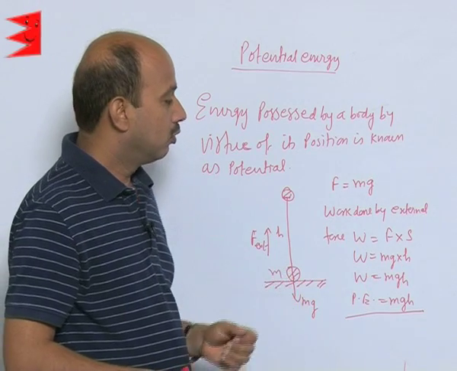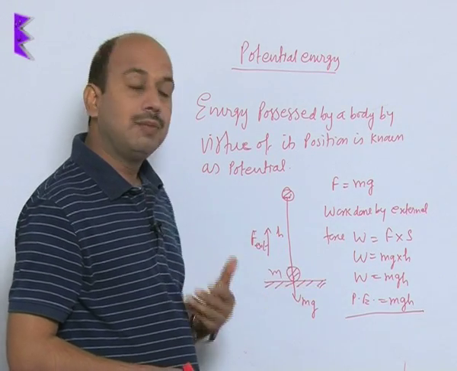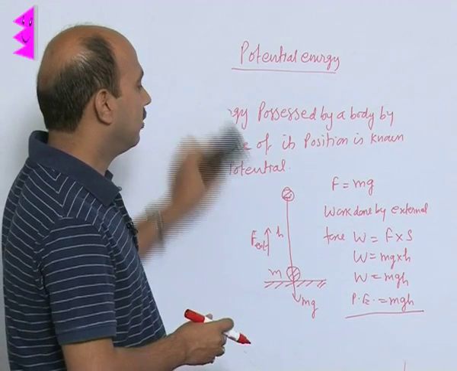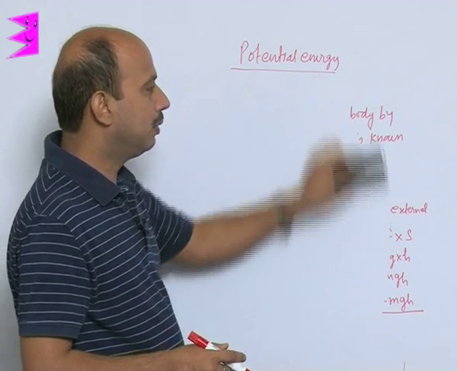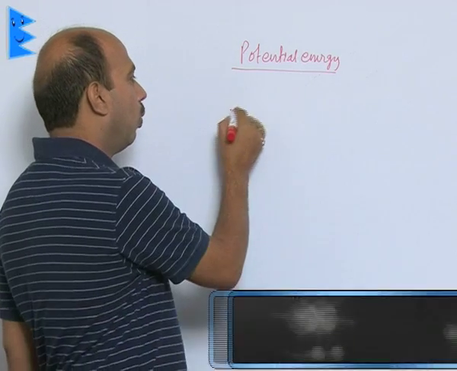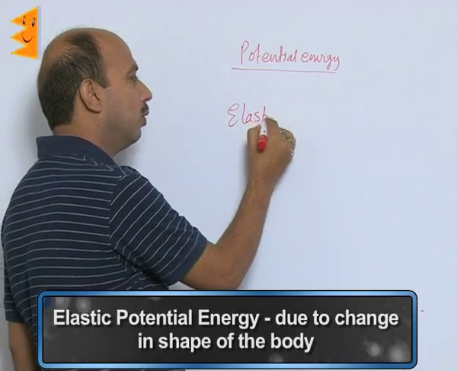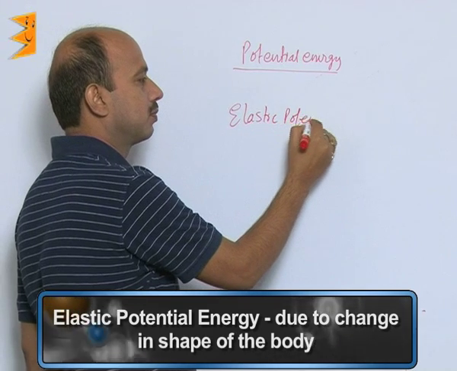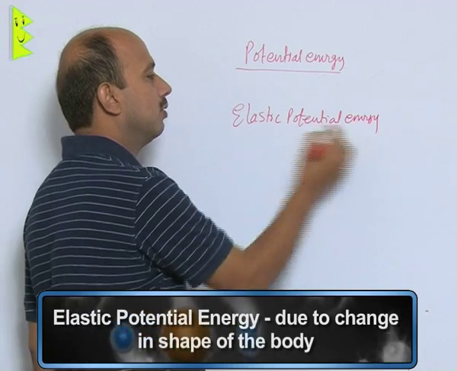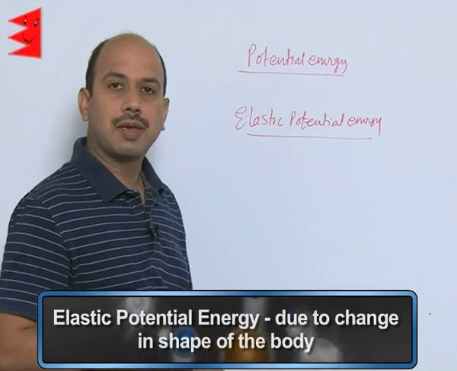So now after potential energy, there is another type of potential energy also, that is known as elastic potential energy. So here we have discussed potential energy due to change in position. So now one is also here elastic potential energy. So elastic potential energy is due to change in shape.